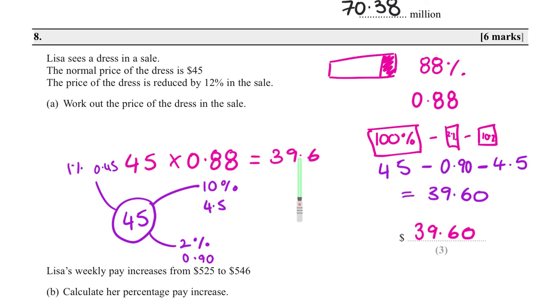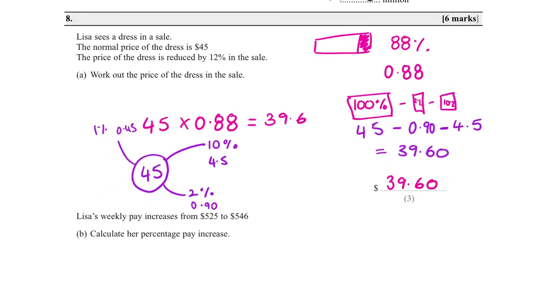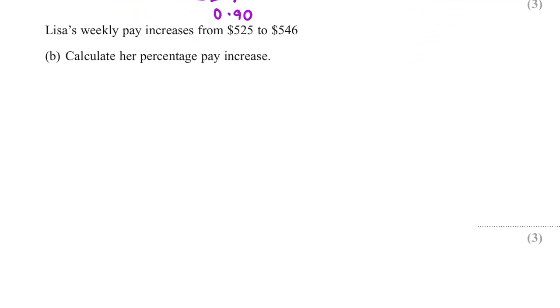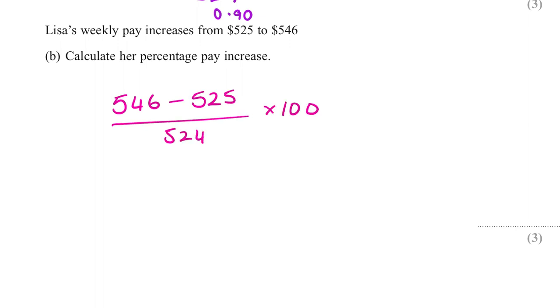The multiplier method will help us with higher percentages. Okay, so then says Lisa's weekly pay increases from 525 to 546. Calculate her percentage pay increase. So there is a formula that we can use for this. The formula is her new amount minus her old amount, divided by her old amount, multiplied by 100. This will give you the answer.